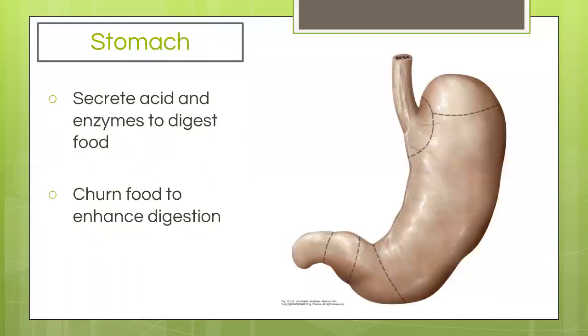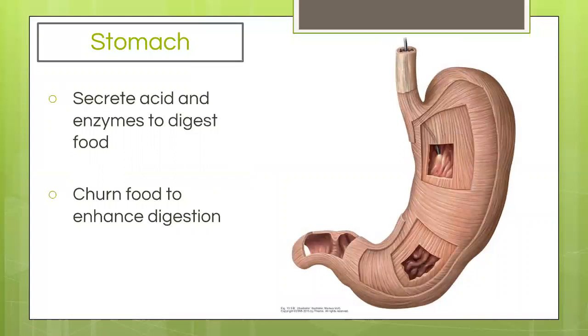Okay, next up, the food will enter into your stomach, where your stomach will secrete acid and enzymes to continue to chemically digest the food, and also it'll churn food to enhance digestion. So in this image, the stomach just looks like a hollow sac-like organ, but in actuality, in the walls of the stomach, there are muscle layers that contract to do the churning of the food.